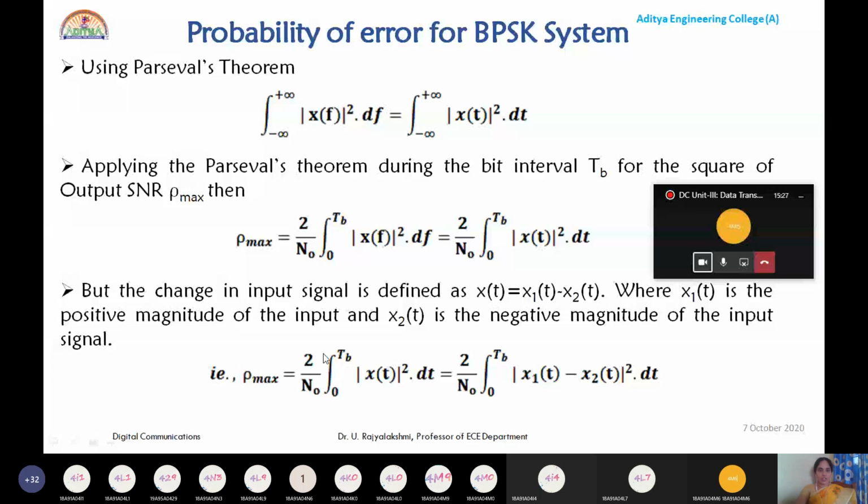See here, rho max is 2 by N0 integral 0 to Tb. We replaced x of t as x1 of t minus x2 of t whole square dt. Now, let us go through the definition of the BPSK system. After substituting the positive level and negative level in the rho max expression, first we'll calculate rho max. What is rho max? Square of output SNR. Then you will obtain the output SNR and substitute it in the probability of error expression for the BPSK system. So let us move to the next slide.